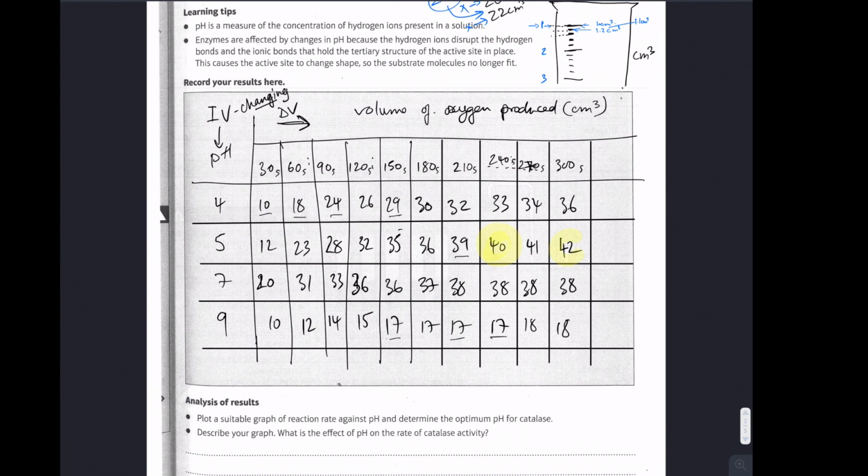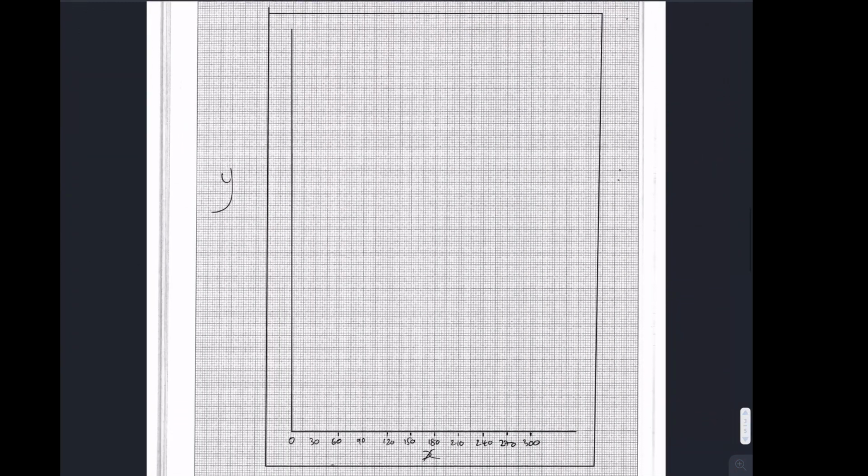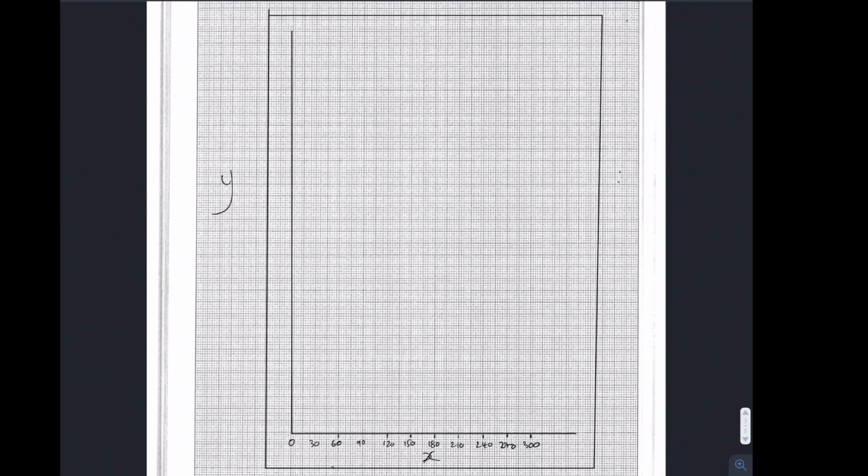Just have a quick check. Oh, 42 there. It's going to be on the end, isn't it, the highest number? So out of all these numbers, 42 is the highest. So my y-axis needs to be able to go to 42 and go up in, again, regular intervals. So how do I do that?